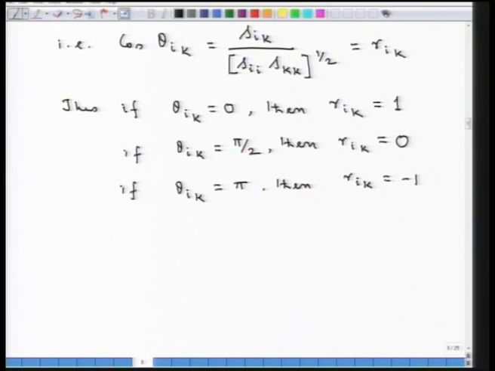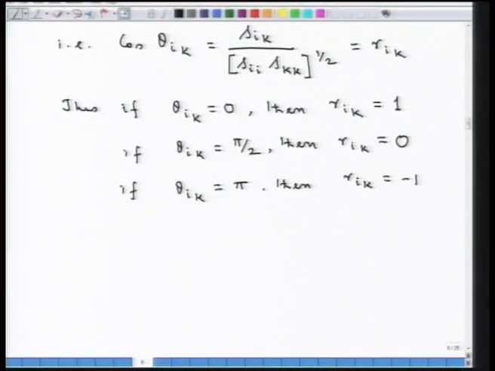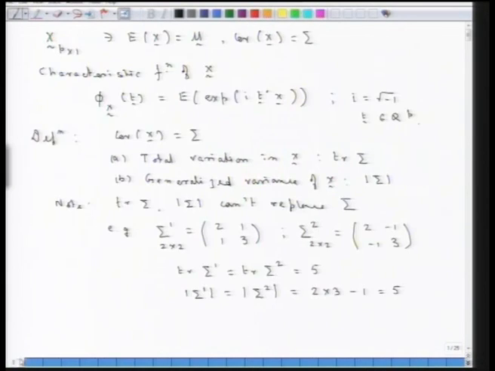So this gives us a nice feeling about verifying the intuition of what happens to the deviation vectors, the angle that they are making, and the corresponding values of the measure of association between any two variables. This cosine theta ik, of course, is for every pair i and k taken from the set of possible p variables.